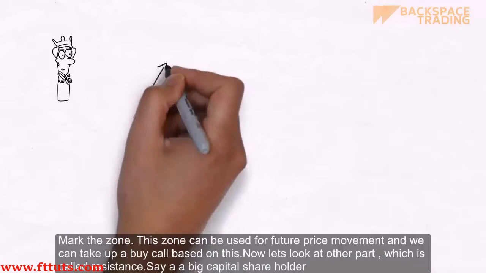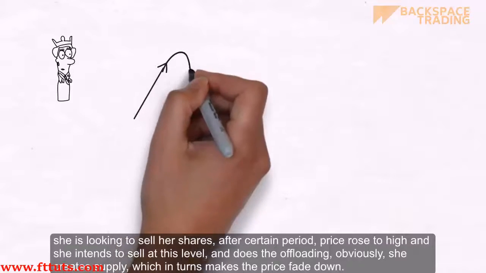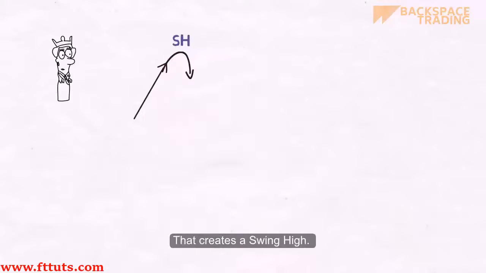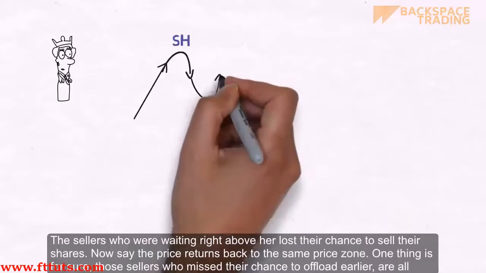Say a big capital shareholder, she is looking to sell her shares. After a certain period price rose to a high and she intends to sell at this level and does the offloading. Obviously she is creating supply, which in turn makes the price fade down. That creates a swing high. The sellers who were waiting right above her lost their chance to sell their shares.